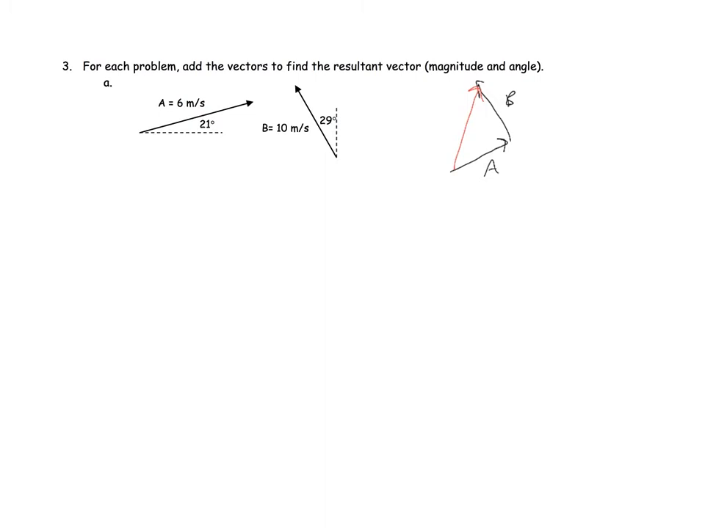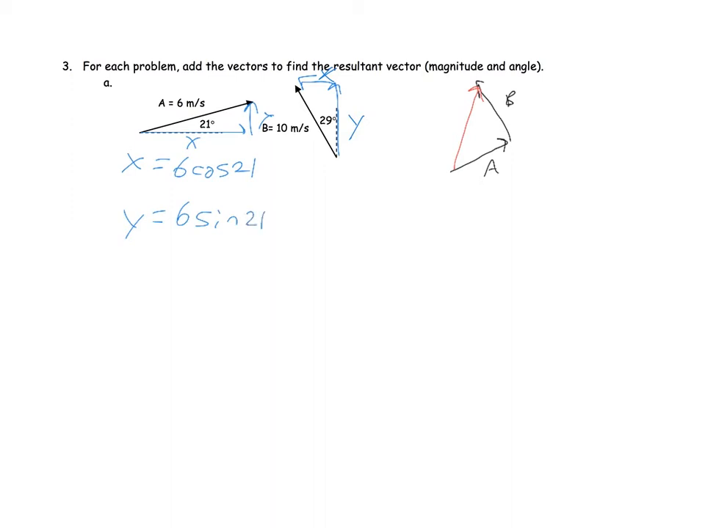We're going to do it mathematically though. And so when we do it mathematically, the first thing that we're going to do is componentize our two vectors. We're going to take them and break them into their x and their y components. All right, so we're going to do that mathematically. So I see that my x component is my adjacent side here. So it's going to be 6 cosine 21. My y component is my opposite side. So that's going to be 6 sine 21.